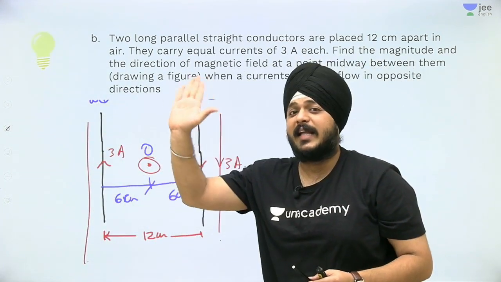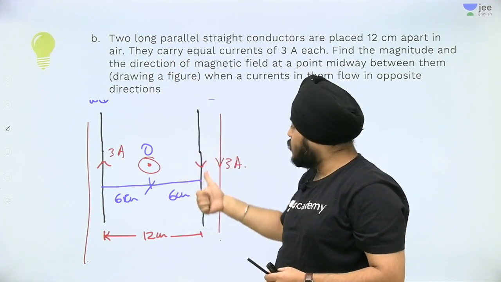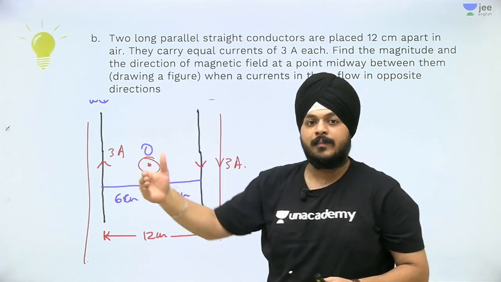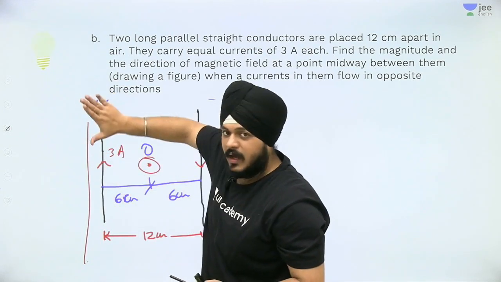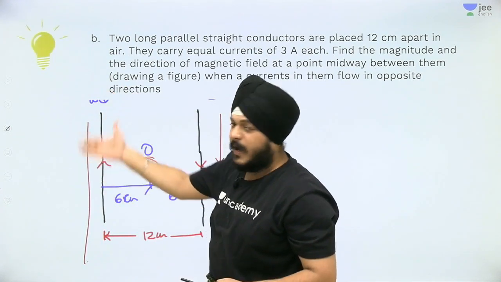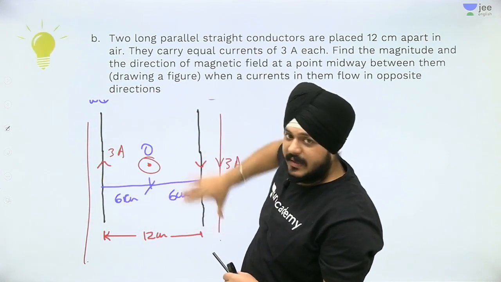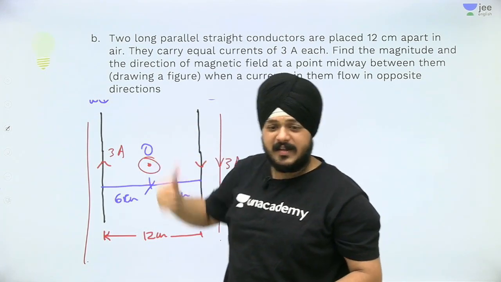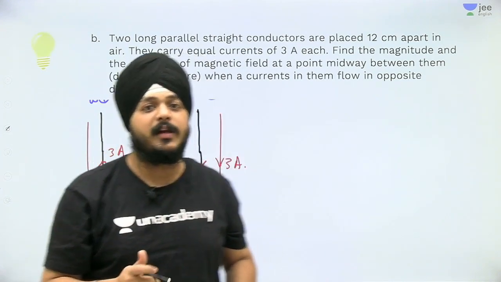See guys, I am applying the right hand thumb rule. Current is flowing this way, so the field is emerging outside the board. From this wire, current is moving this way, and it is emerging inside. In both cases, by applying the right hand thumb rule, the field will emerge inside.